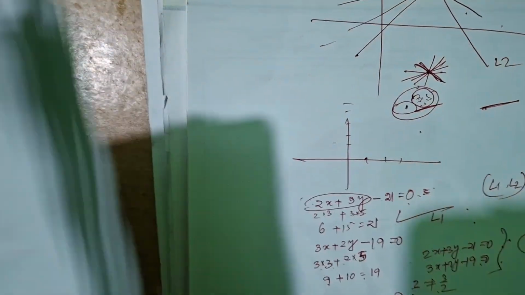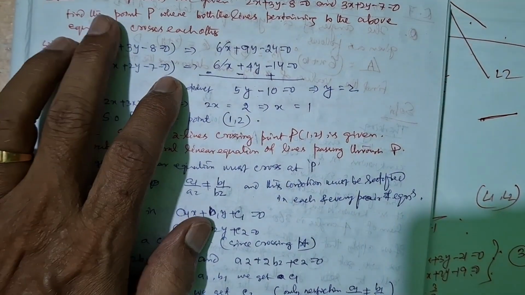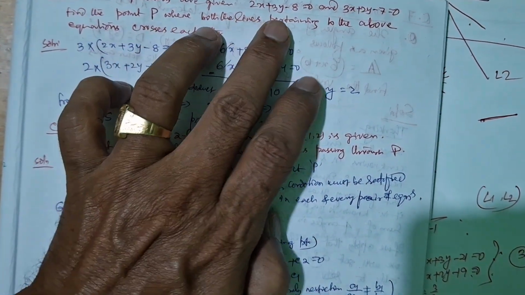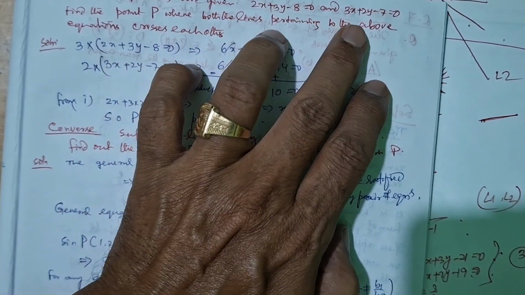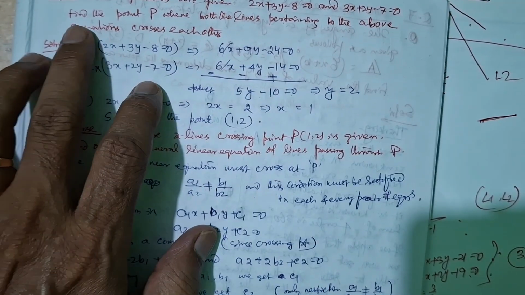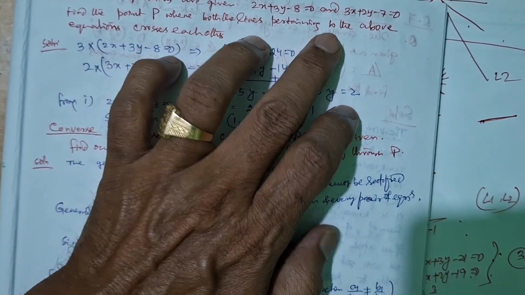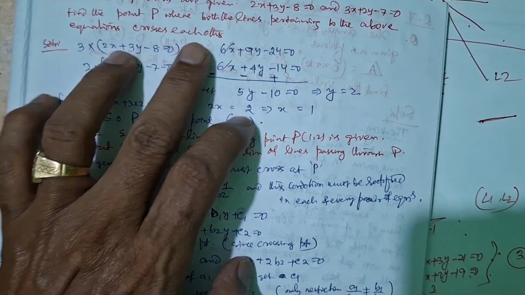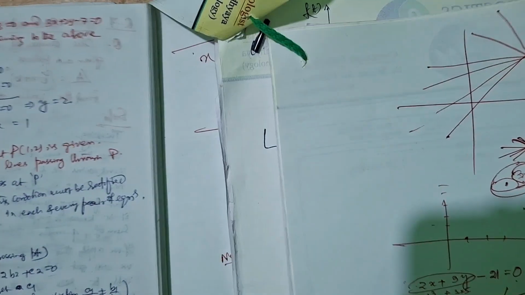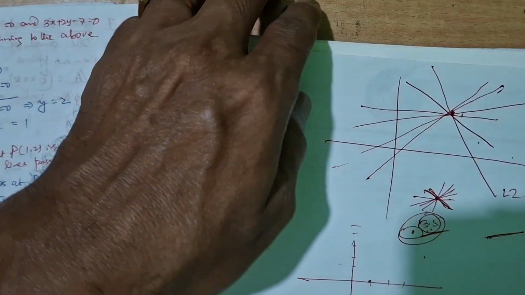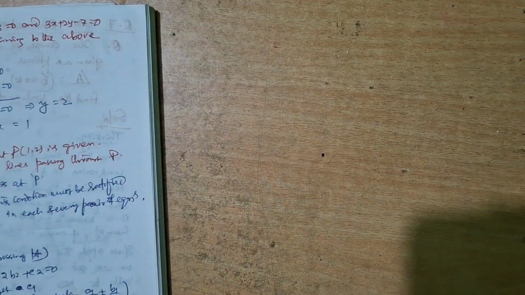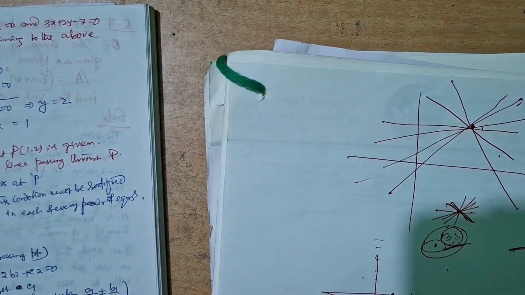Now, question number 6. Two equations are given. 2x plus 3y minus 8 is equal to 0. 3x plus 2y minus 7 is equal to 0. Find the point P where both the lines pertaining to the above equations cross each other. That means the solution. Cross each other means at which point they will cross each other.